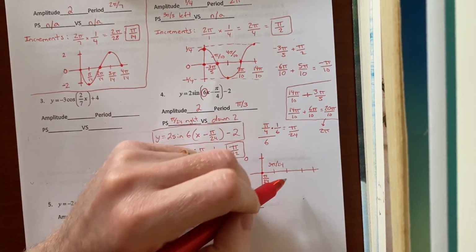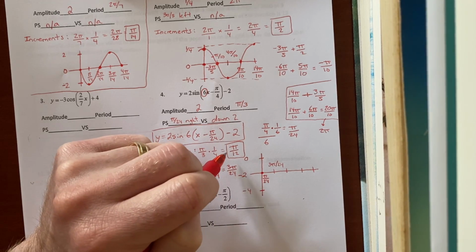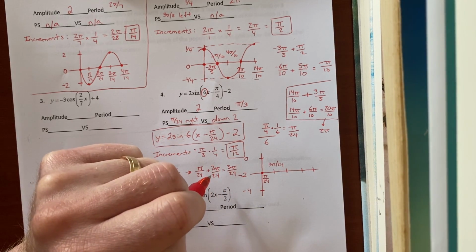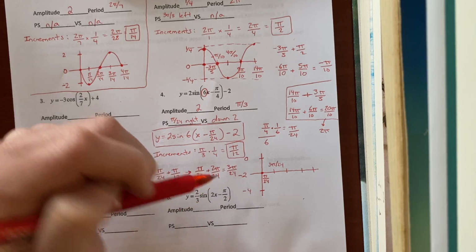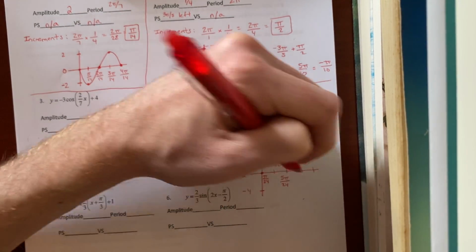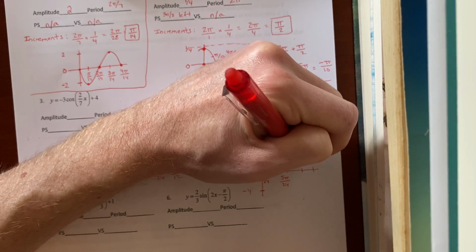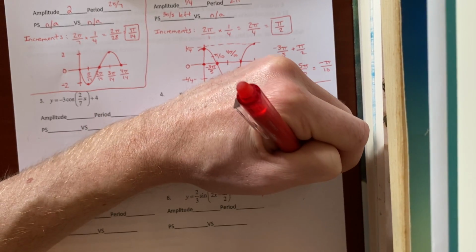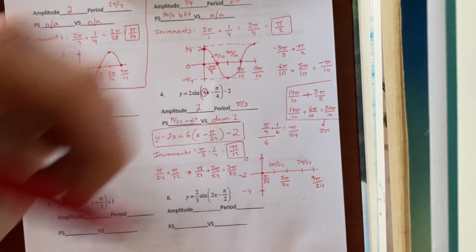And then every time I jump up one notch, instead of adding pi over 12, I'm going to add 2 pi over 24. I want them to be common denominators. So I get 5 pi over 24. I get 7 pi over 24. And I get 9 pi over 24.